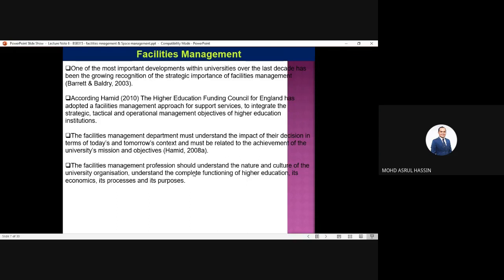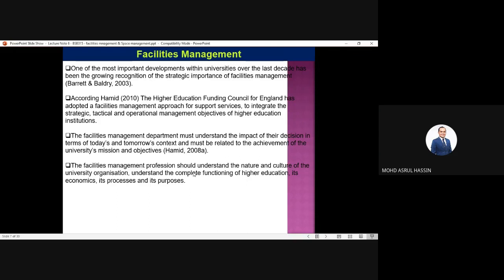We need the support from the top management to manage the facilities also. And then the Higher Education Funding Council, for example in England, adopted a facilities management approach for support services to integrate the strategic, tactical, and operational management objectives of higher education institutions. This also shows the importance of facilities management.